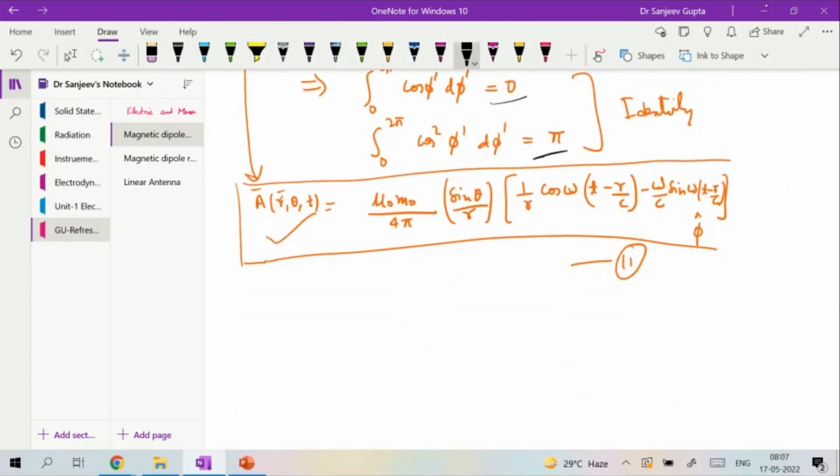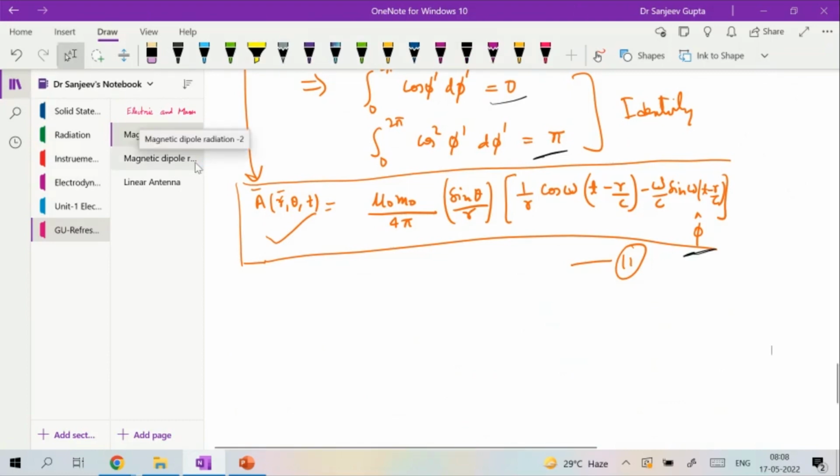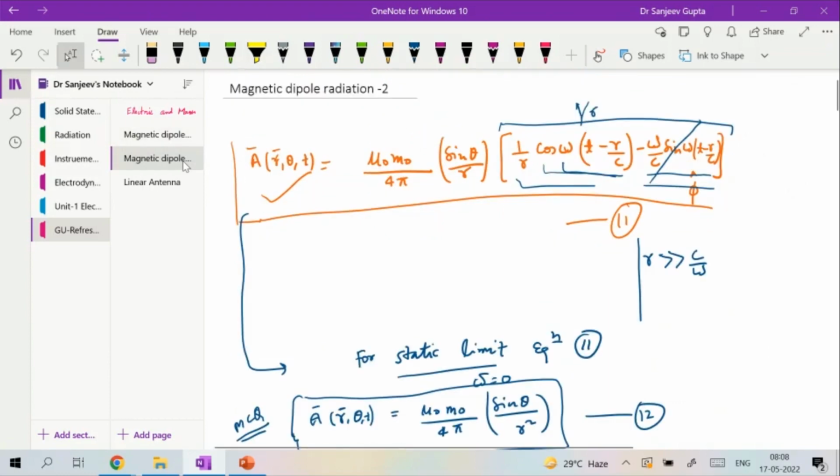You can see here that A_r(θ, t) is nothing but μ0 m0/4π sin θ/r times [1/r cos(ωt − r/c) minus ω/c sin(ωt − r/c)], and that is φ dependent. So moving ahead, we now get the vector potential, and you can see I have written it here.